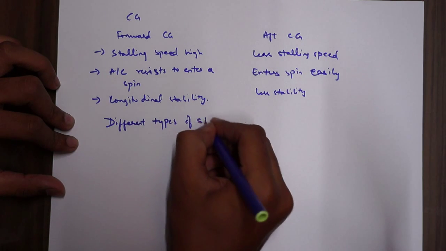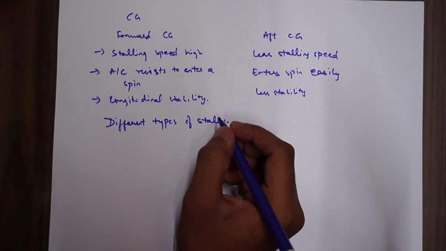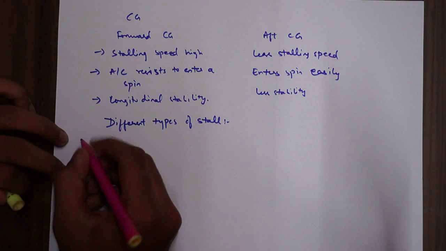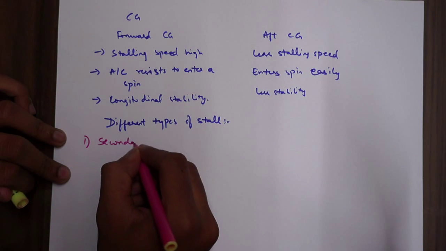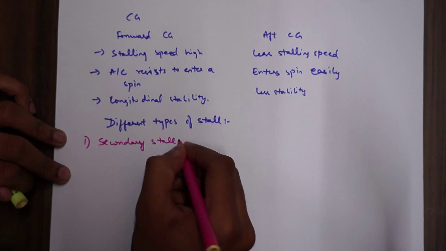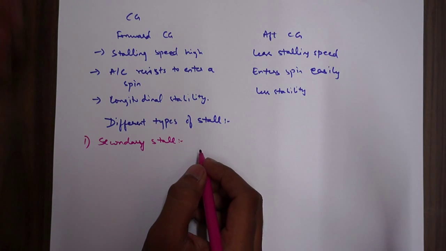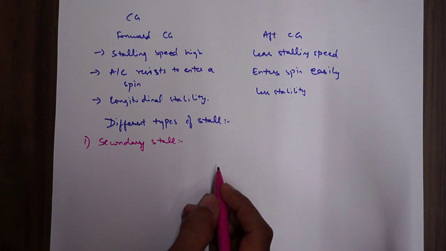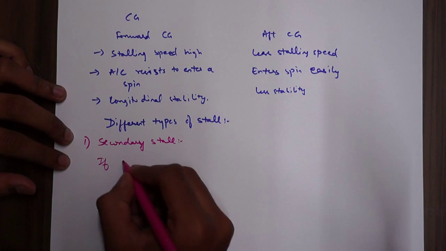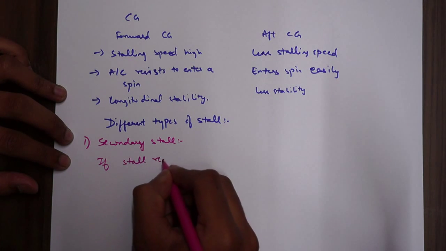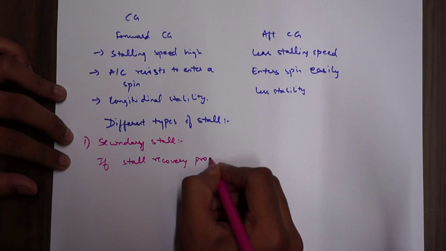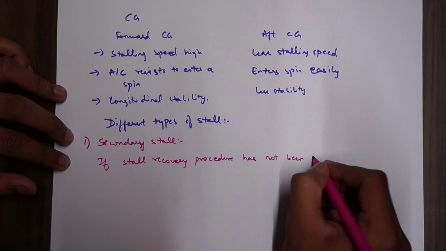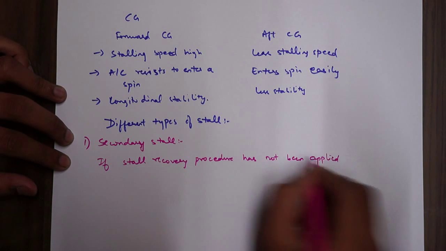Different types of stall. So the first foremost important type of stall is the secondary stall. Now that is dangerous as well. Secondary stall. As the name suggests, secondary stall is basically when suppose the aircraft has stalled once. Alright, so if stall recovery procedure has not been applied correctly, then it leads to secondary stall.